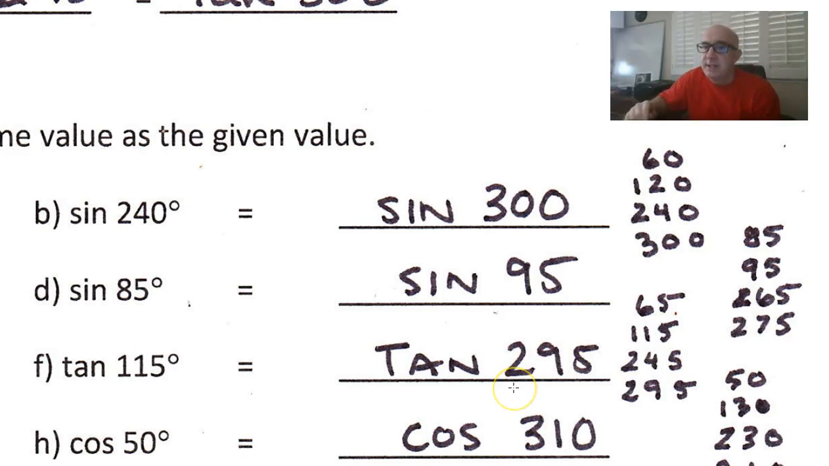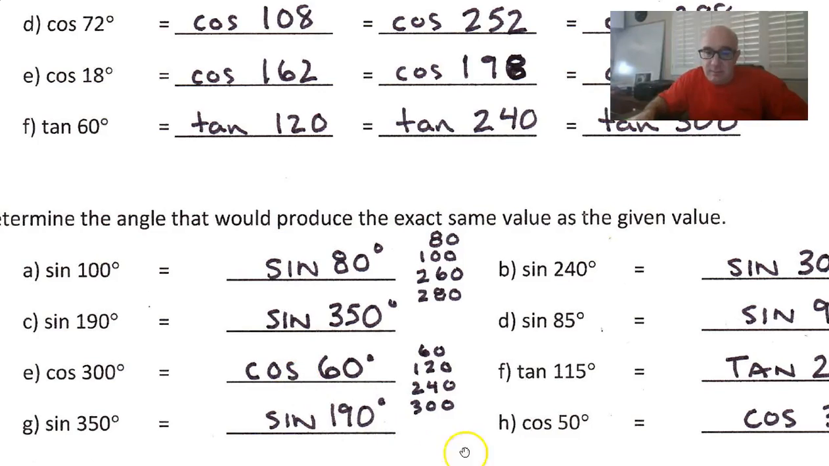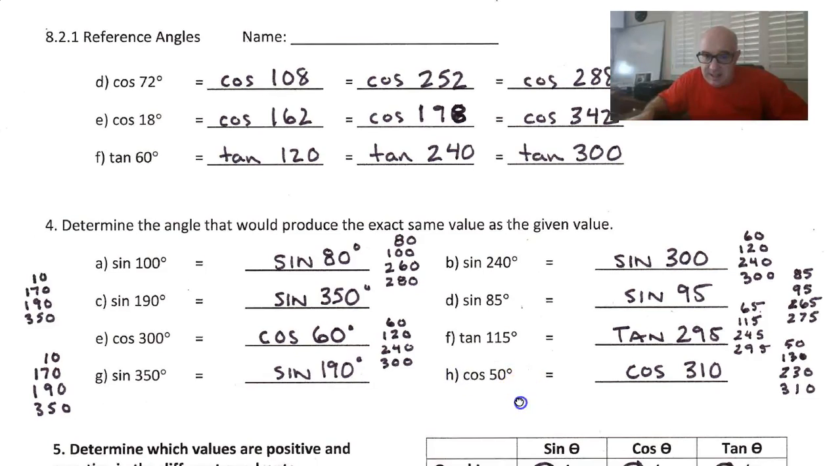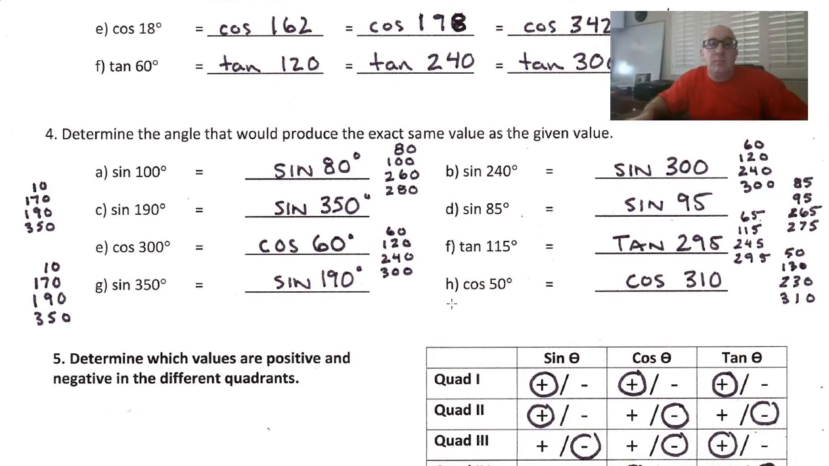We'll do some more of these in this next worksheet, but what I'm doing is I'm using one angle to get all four angles, and then I'm looking for the one that provides the exact same answer or value. I'll give you just a second to copy that down, I guess.